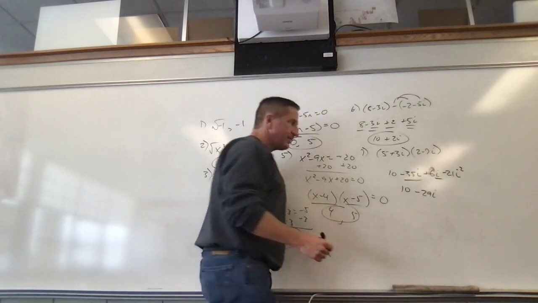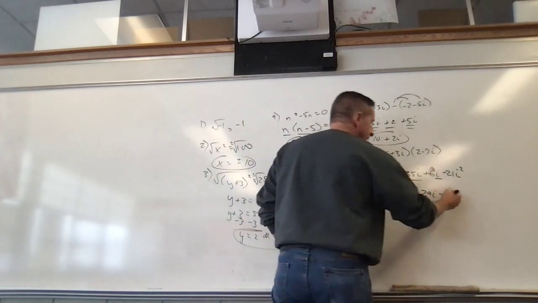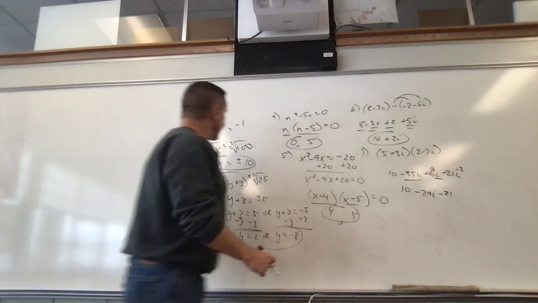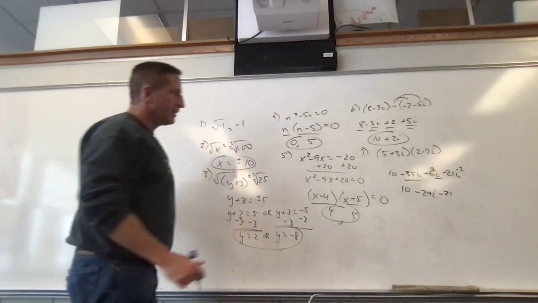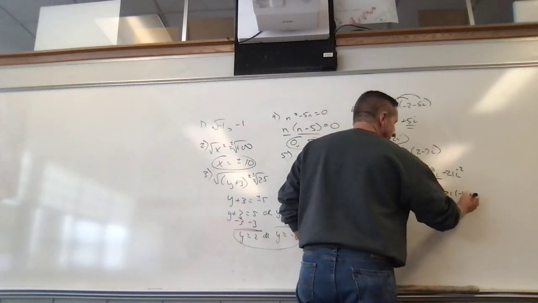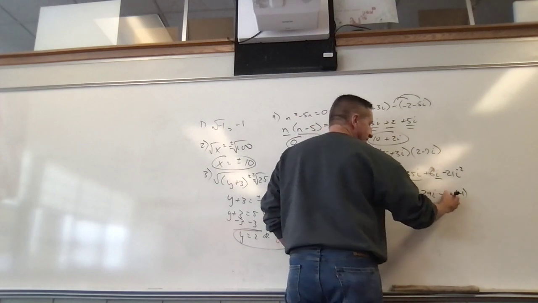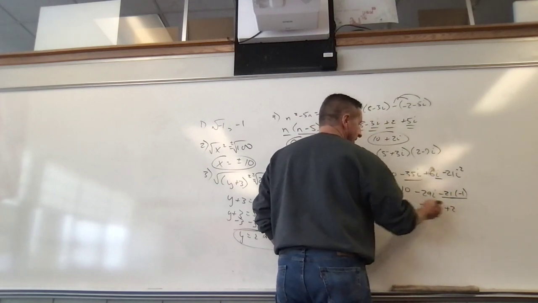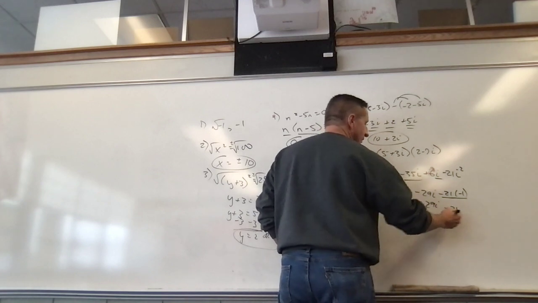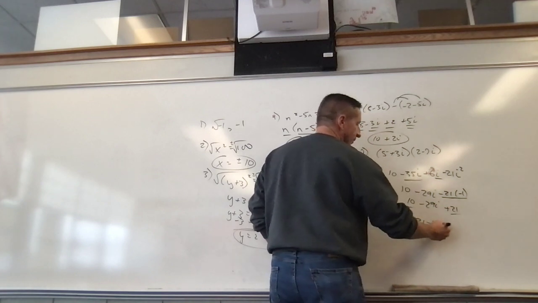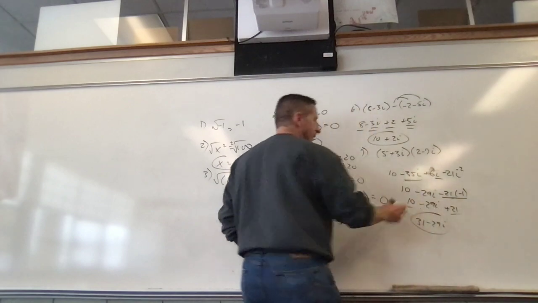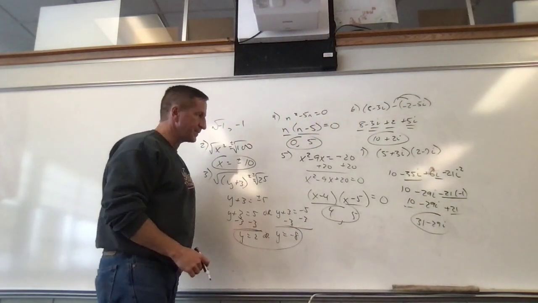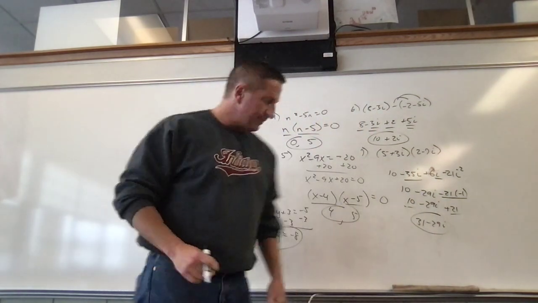With a 10 out front, minus 21 i squared. i squared is -1, so replace that i squared with -1. So we have -21 times -1, that's a positive 21. And then we put together 10 and 21 and get 31, minus 29i. 31, take away 29i. Okay, 5 more questions.